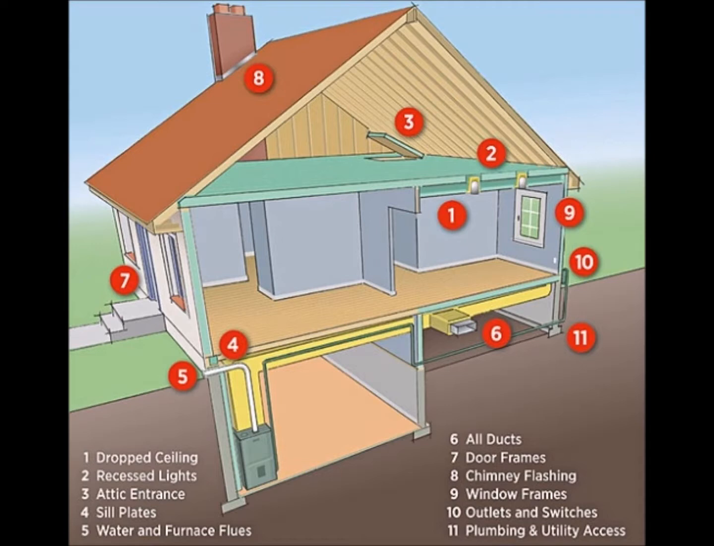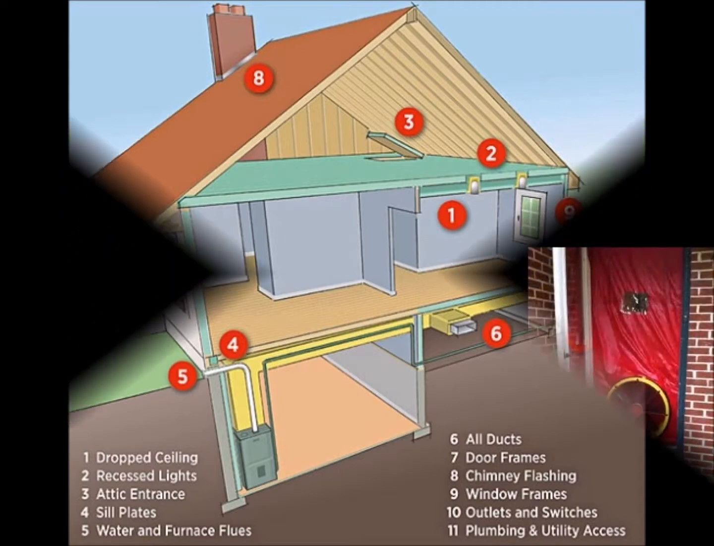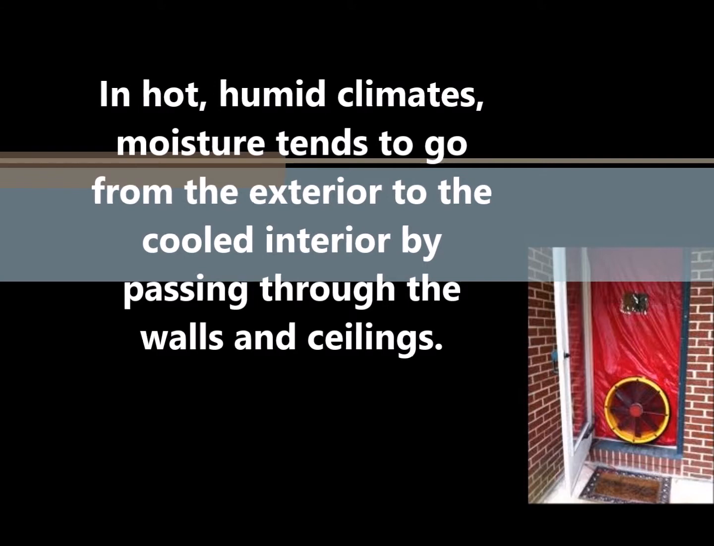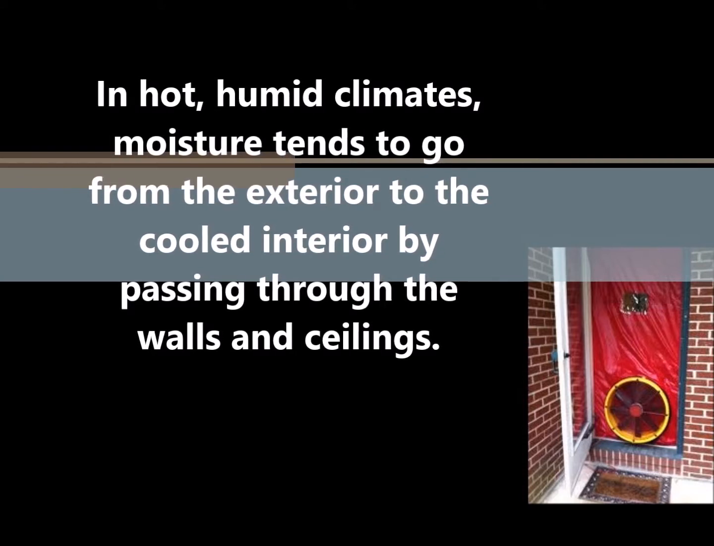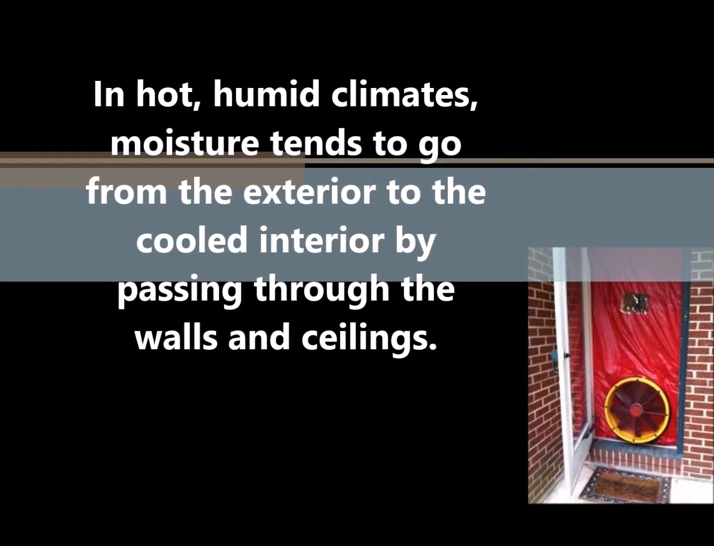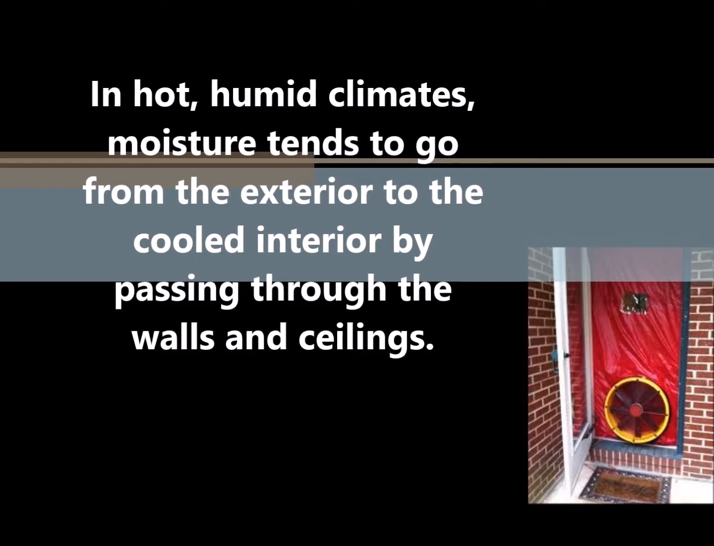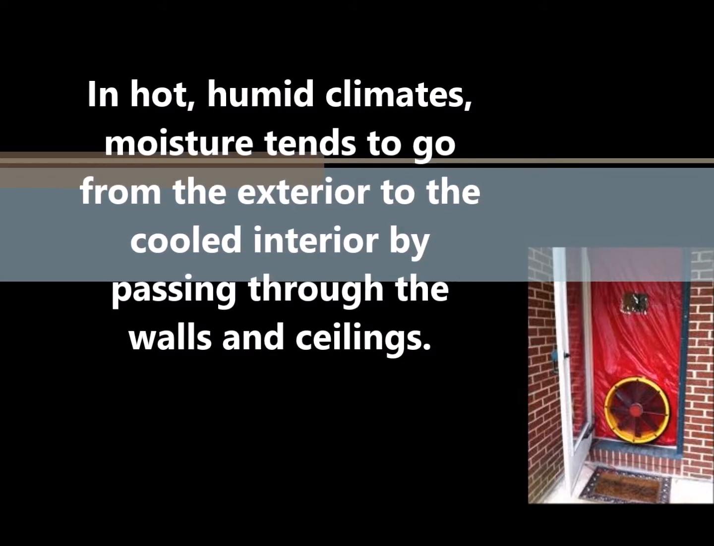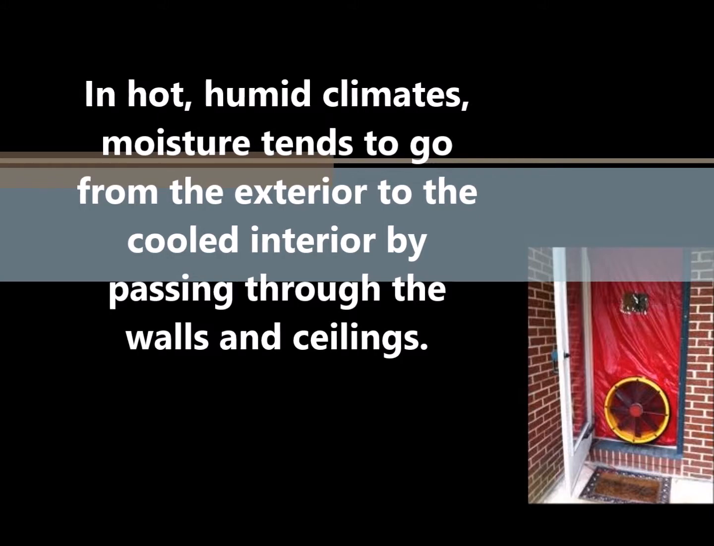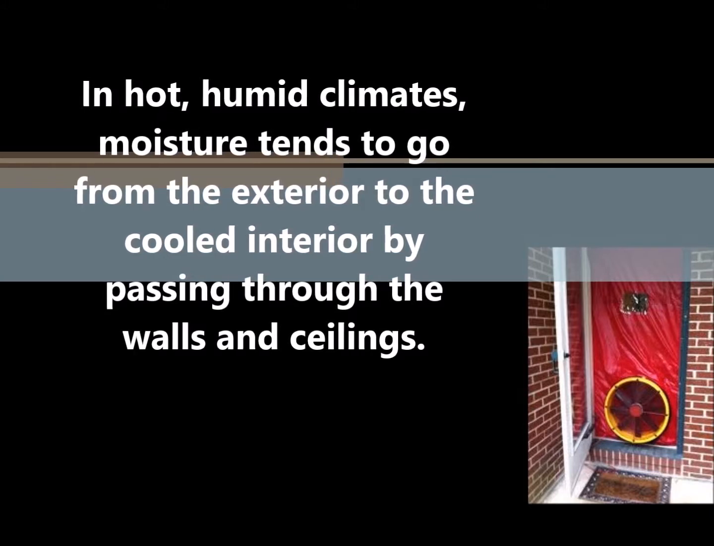In hot, humid climates, moisture tends to go from the exterior to the cooled interior by passing through the walls and ceilings. Our primary concern here is preventing exterior warm, humid air from leaking inward through the exterior surfaces into the building's envelope assembly that will then cool from air conditioning.